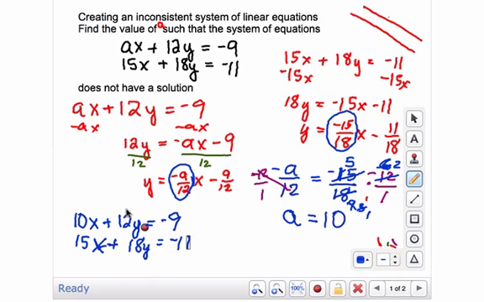Okay, so then the next thing you want to see is that as long as one equation is not a multiple of the other equation, then you know that these are two separate equations that are parallel and not the same equation. If they're the same equation, they have an infinite number of solutions. But I can tell here that the ratio of 10 to 15 is different from the ratio of 12 to 18 or negative 9 over negative 11. So as long as those ratios are not the same, these are not the same lines.